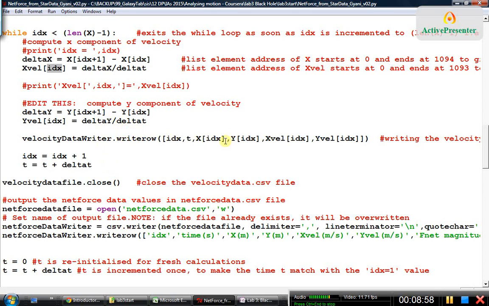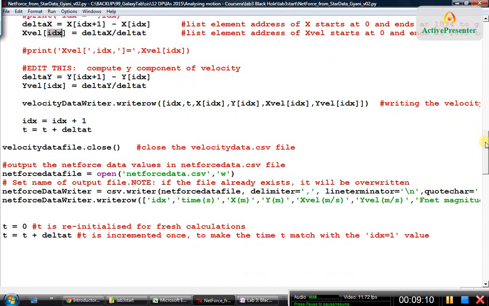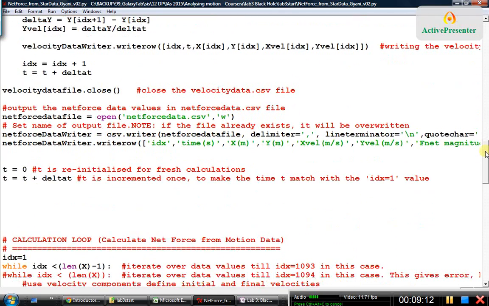So I write all these values in the CSV file. Then I increment the index and the time, and when this loop is completed, my velocity list will have all the x and y components of the velocity from initial to final time.